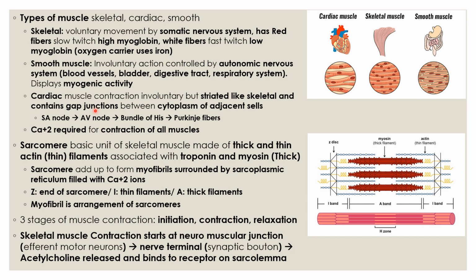And lastly, you have cardiac muscle, which refers to the heart muscle group. It's involuntary like smooth muscle, but striated like skeletal muscle, and has gap junctions. This is cytoplasm, and these gap junctions are adjacent to each other.